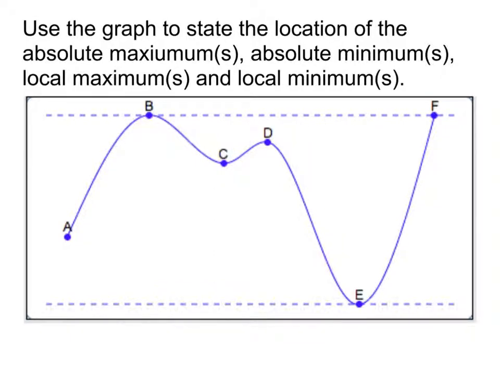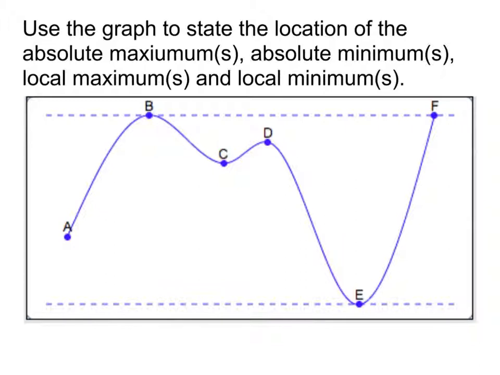So taking a look at this first problem, we want to figure out where are the absolute maximums. There's a typo there. It's supposed to be maximums. The absolute minimums, the local maximums, and the local minimums. So that's going to be one of the big themes as we go forward here, those maxima and minima, both absolute and local. So let's start with absolute.